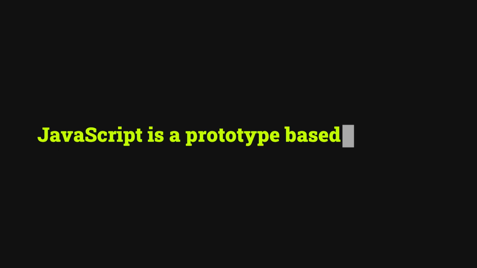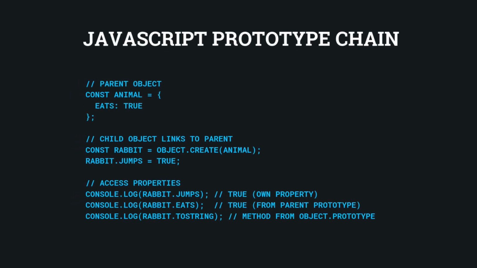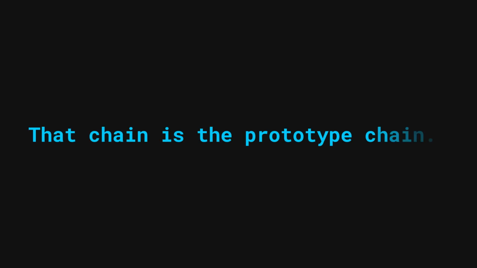JavaScript is a prototype-based language. Each object can link to another object, its prototype. When you access a property, JS looks at the object first. If not found, it follows the prototype link, and continues up the chain until it finds the property or reaches null. That chain is the prototype chain.